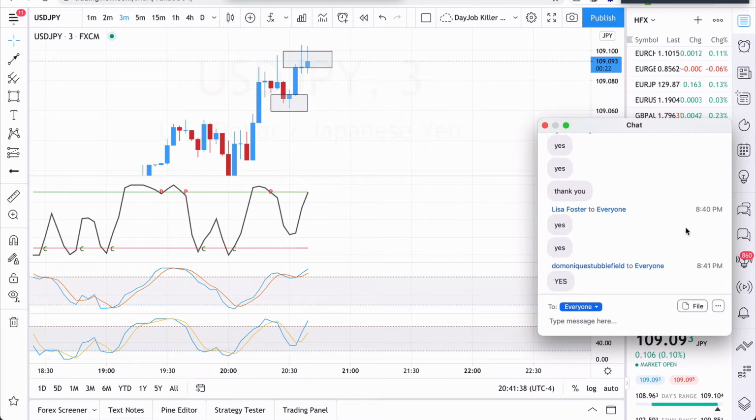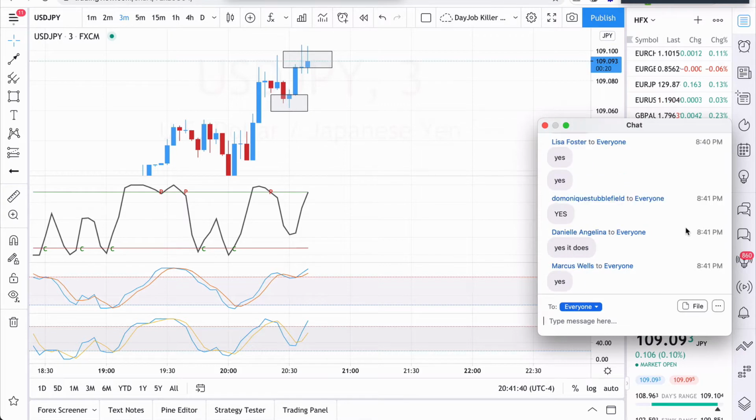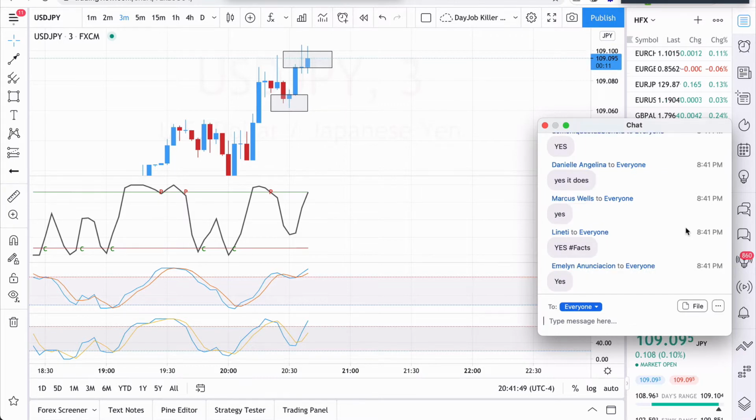Cool. Something I always say, when the conditions are met, take the trade. I don't say when the conditions are met, think about it. Analyze it some more. No. When the conditions are met, take the trade. Period.